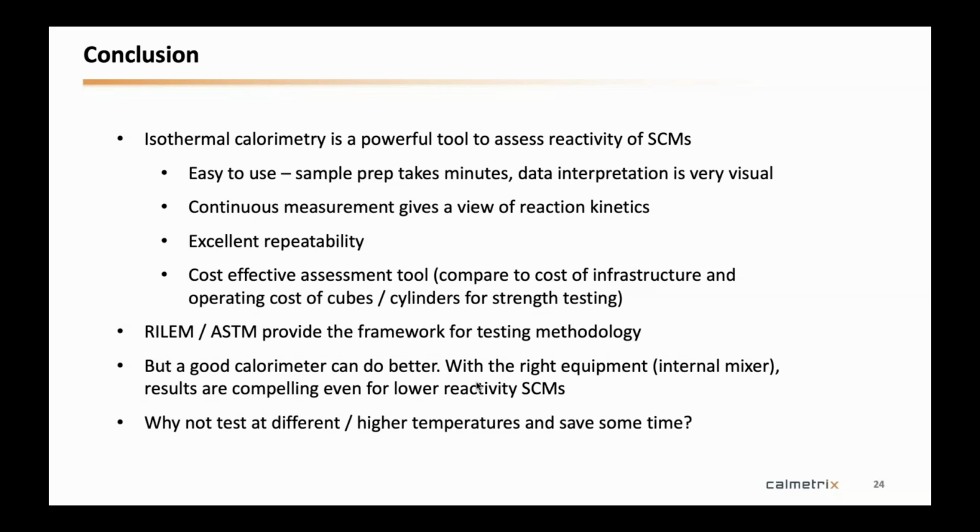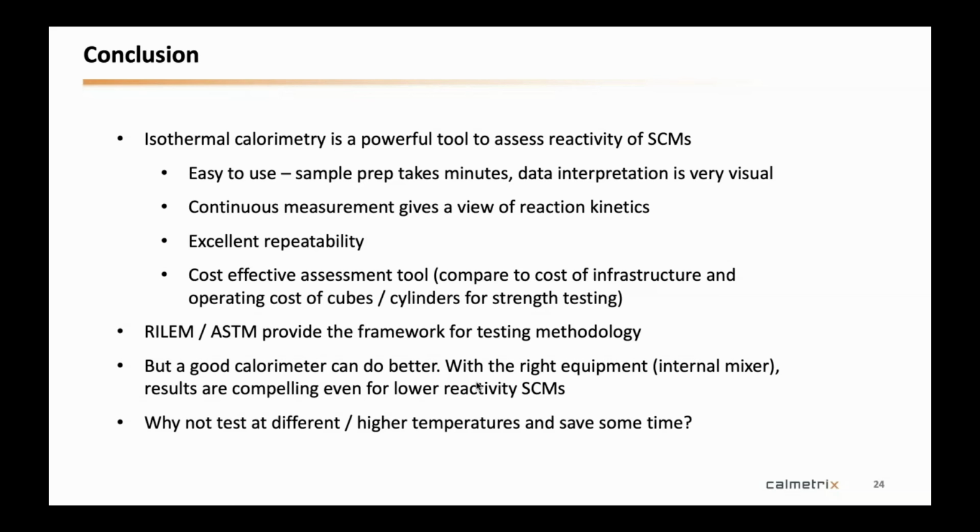And you have the continuous measurement. There's hardly anything that gives you such a good, reliable continuous measurement, where you can look at how things evolved along the way in the reaction kinetics. Calorimeters tend to have excellent repeatability because the relatively simple sample prep has not too much room for error, and mostly also because the temperature in the curing chamber is extremely stable.